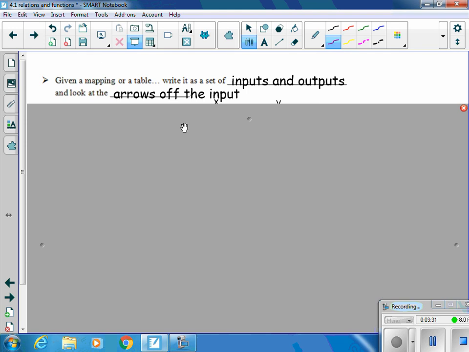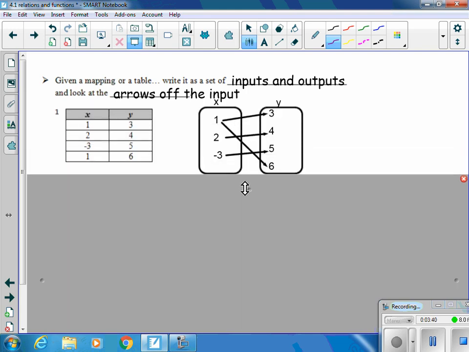Given a mapping or a table, write it as a set of inputs and outputs. We're going to look at the arrows off of the input. So for example, in this relation, I have the values 1, 2, negative 3, and 1. Notice when I put it in the mapping, though, I only write the number 1 time. My range values are 3, 4, 5, and 6. So I'm going to pair these up by connecting arrows from the input to the output.